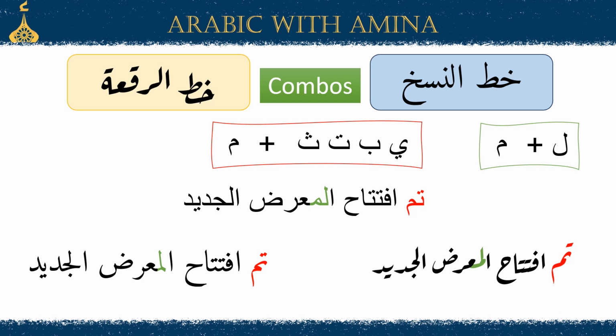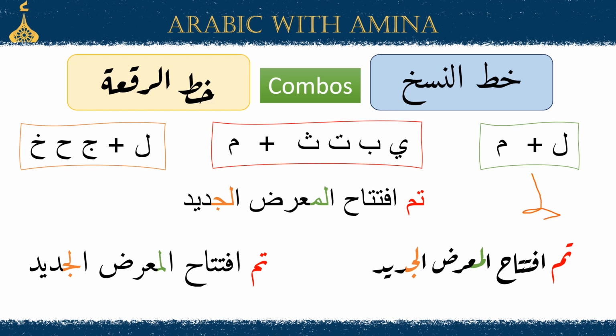You can also spot a combination we previously explained in the sentence, and that is the letter lam followed by jim, ha, or kha. It's present in the word al-jadid. Notice how it is written in the different writing styles. This is how I would write it. So this is how I would write the word al-jadid.